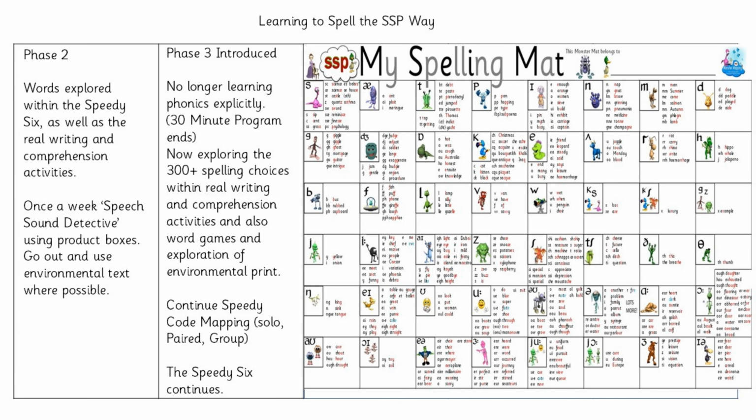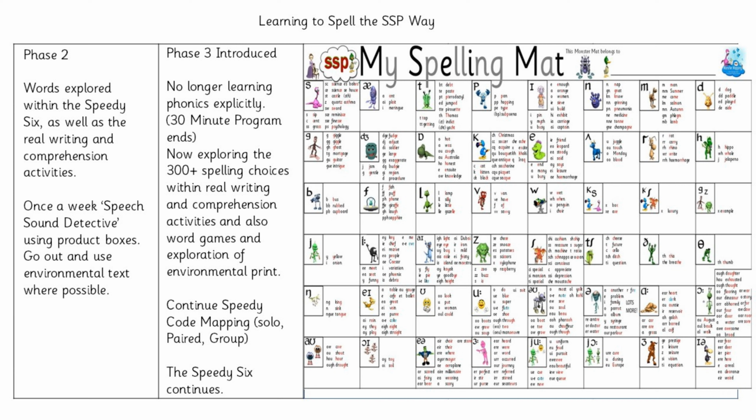The Speedy 6 is where, alongside, right from the get-go, they're exploring words that are not in their code level and not in their high frequency word section, if you like. And remember, those that we've been talking about before, the 30-minute program and the high frequency words, they are learning those at their pace, as you see on the training. So it's not whole class teaching, it's every child is learning what they need, when they need, at the pace they need it.